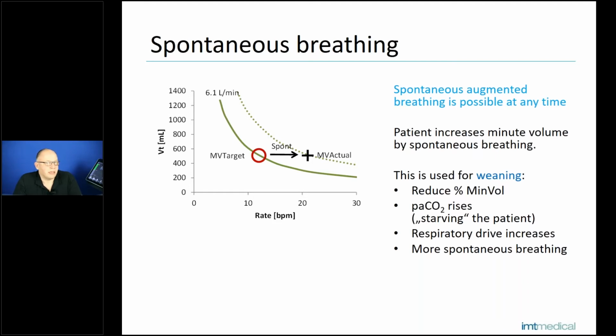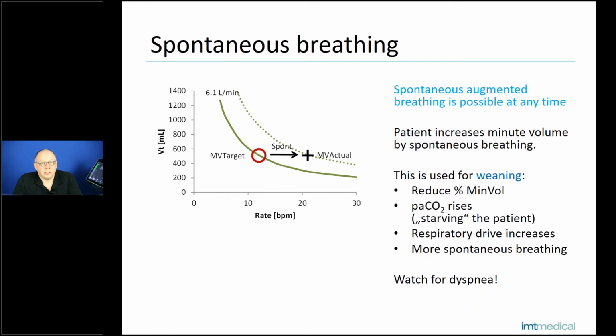I would also recommend, if a patient is coming from surgery and he's lung healthy and has no other problems, not to start with 100% of minute volume, maybe to start right from the beginning with 80 or 90% to keep the CO2 a bit more above normal so that patients really start to breathe spontaneously as soon as possible.